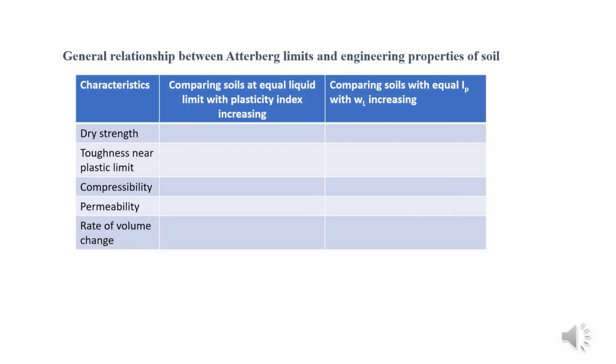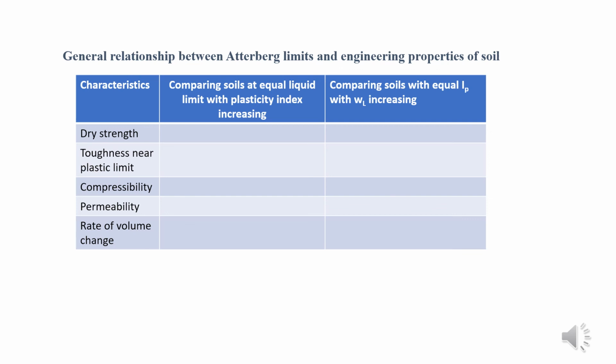An engineer will be able to get a picture of the engineering behavior of soil knowing its Atterberg limits, and this will be very clear from the table shown in the slide, which gives a very extensive empirical correlation between the Atterberg limits and a number of engineering properties of the soil, like the dry strength, the compressibility, the permeability, and the rate of volume change of the soil. So all these are engineering properties which are correlated with Atterberg limits.